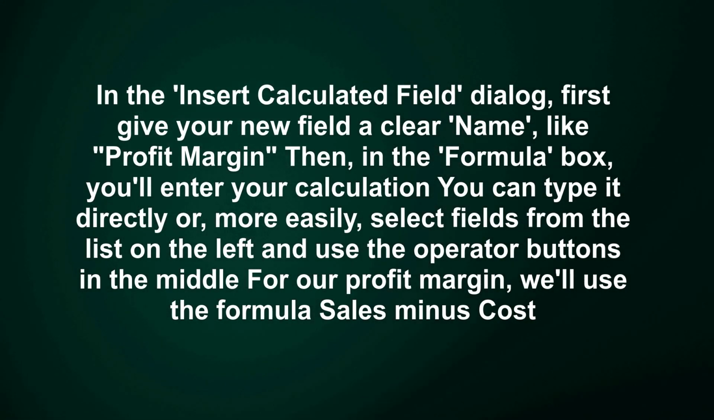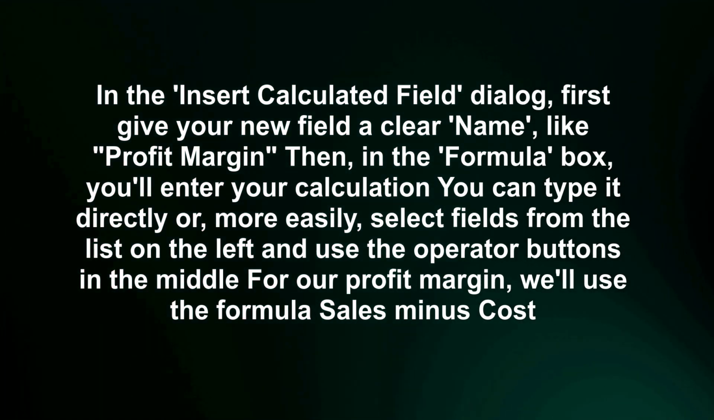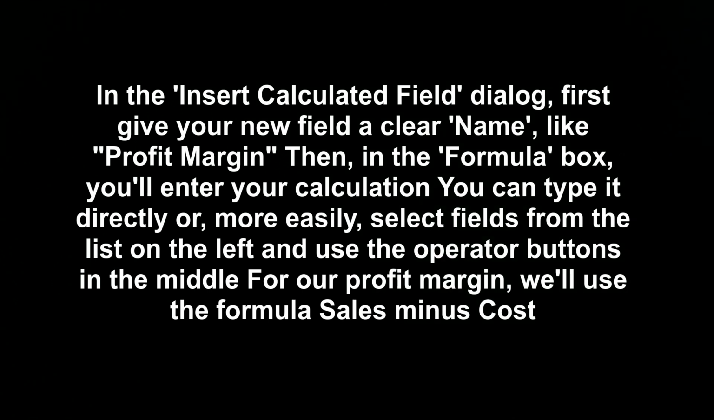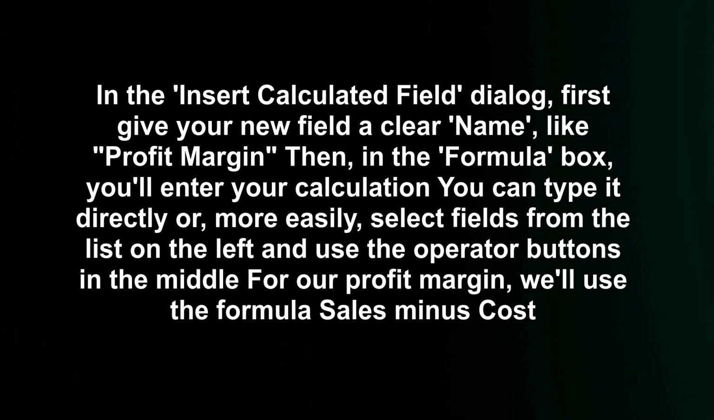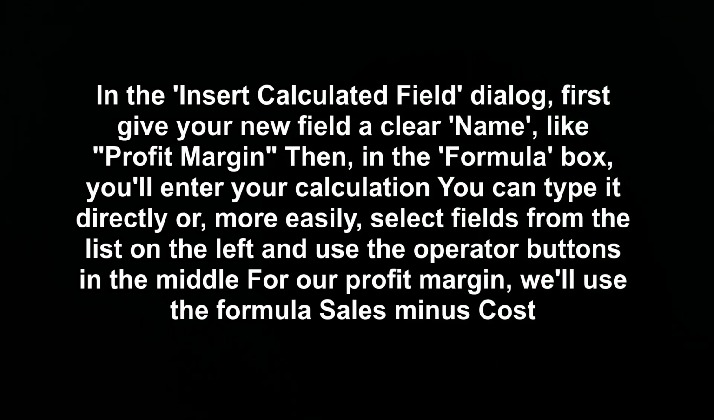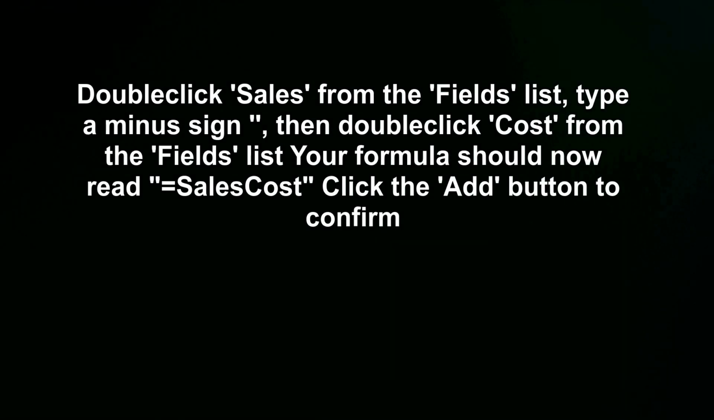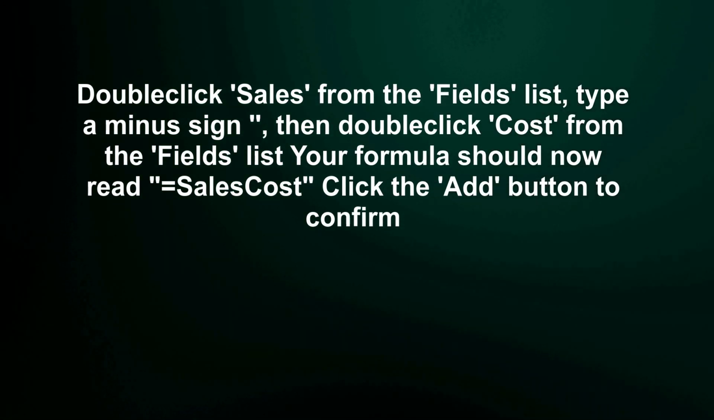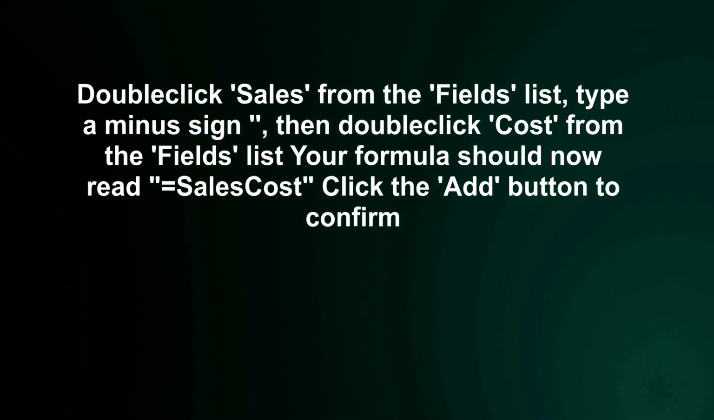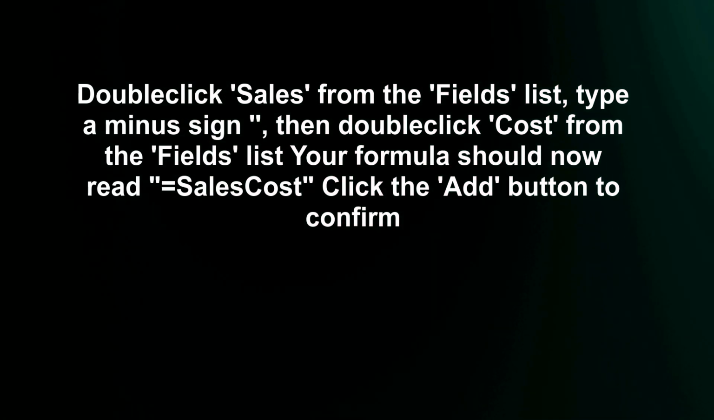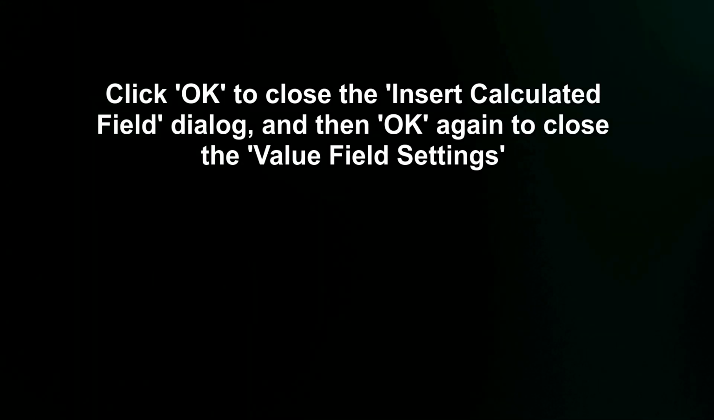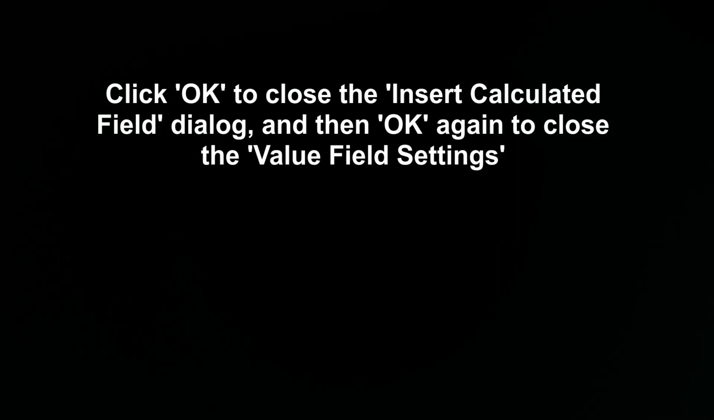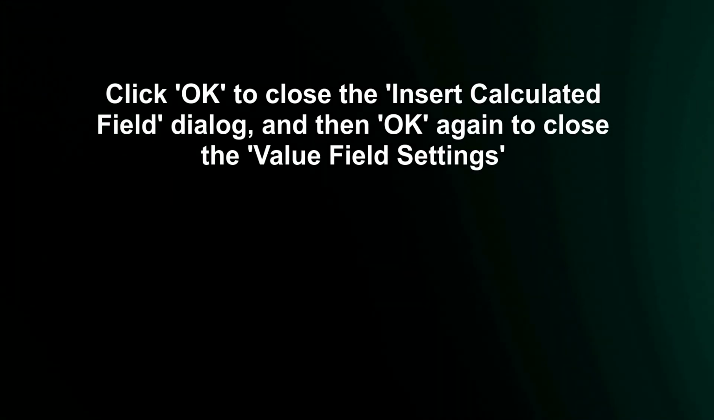You can type it directly or, more easily, select fields from the list on the left and use the operator buttons in the middle. For our profit margin, we'll use the formula sales minus cost. Double-click sales from the fields list, type a minus sign, then double-click cost from the fields list. Your formula should now read equals sales minus cost. Click the Add button to confirm. Click OK to close the Insert Calculated Field dialog, and then OK again to close the Value Field Settings.